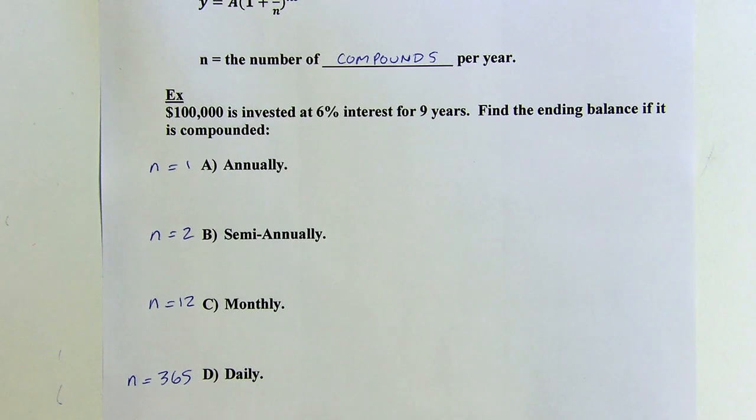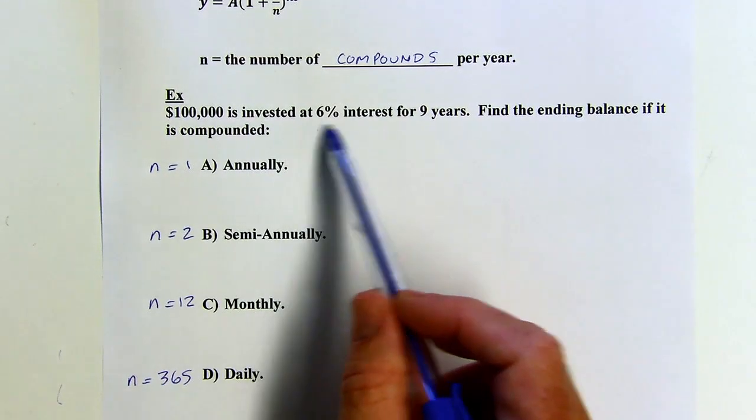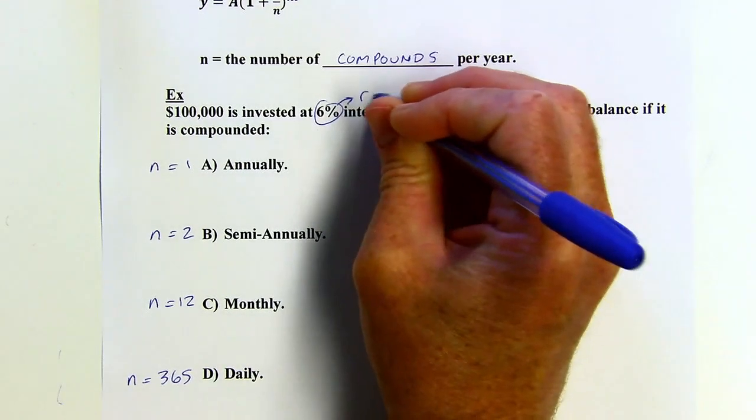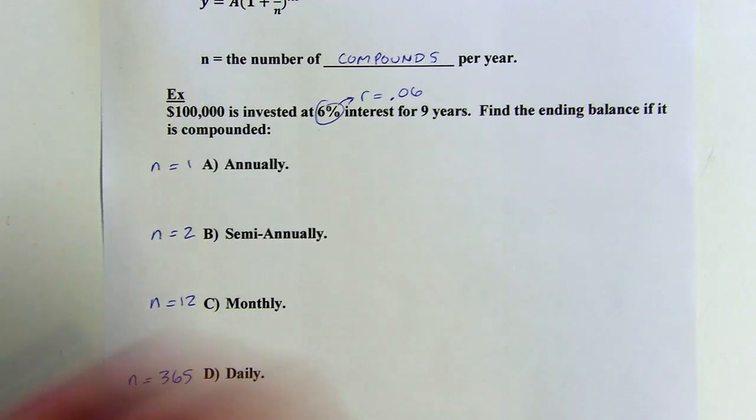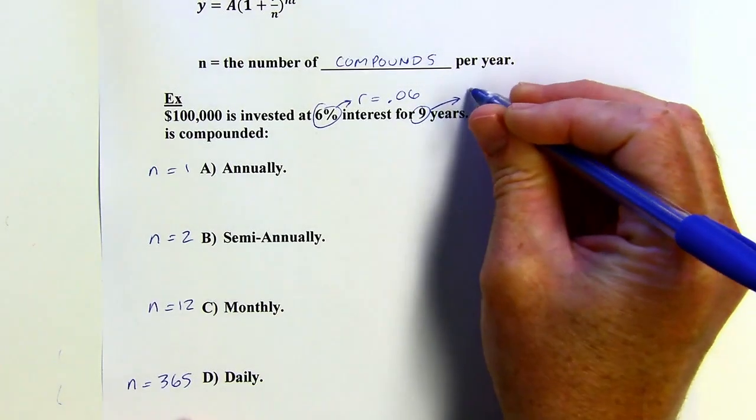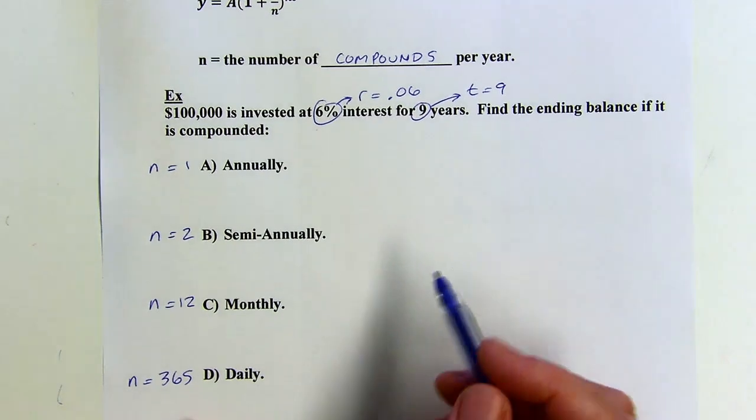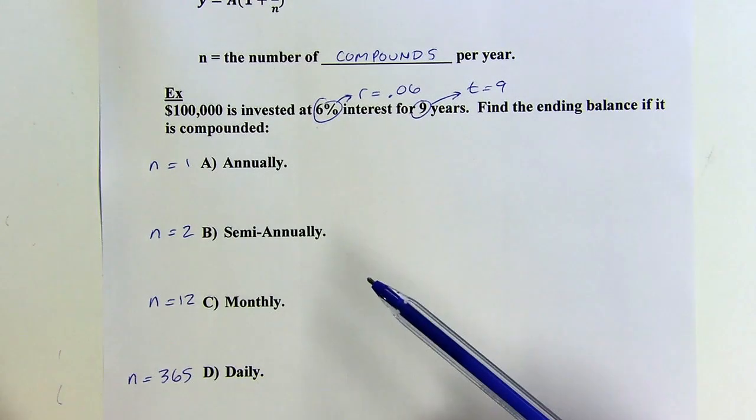Okay, so let's start setting this up. This says $100,000 is invested at 6% interest, so I want to keep in mind my rate is going to be 0.06 as a decimal, right? And then this is going to be the time. We're going to use 9 years for the time. And we're going to find the ending balance, okay, for each of these. Now, the more often you compound, the more money you should have, okay?